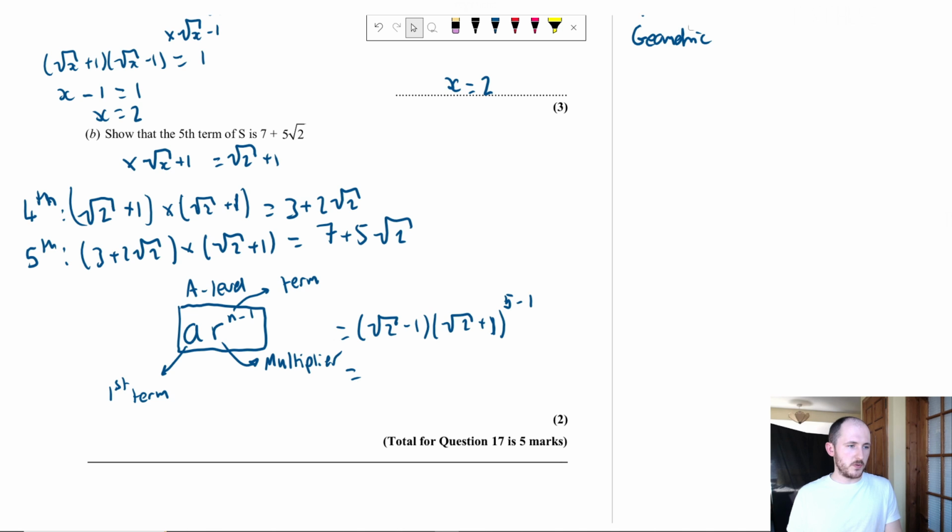Again, that might not look too useful to you now, but even with arithmetic sequences, and again, for those of you that have been with me for a while, you've probably seen me use the A-level equation a lot. But yeah, I do tend to use it quite a bit.